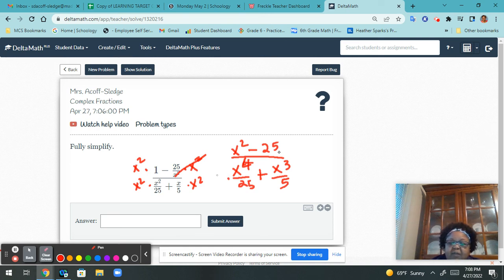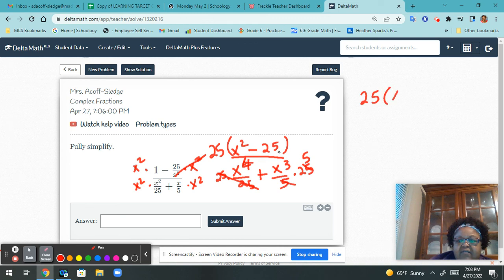So I'm going to multiply everything by 25. Okay, so that cancels out. 5 goes into 25 5 times. So I have 25 times x squared minus 25. And you'll see why I didn't bother doing that right in a minute. Okay, and so this is x to the fourth, because that cancels out, plus 5x to the third power.